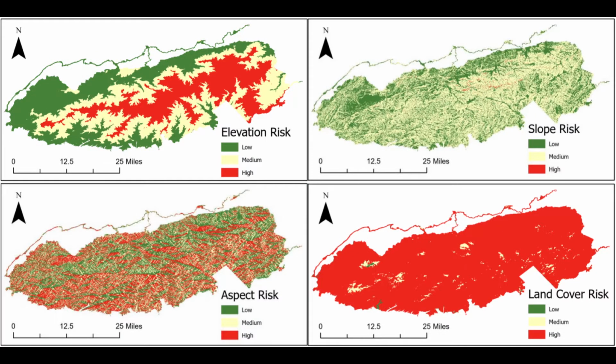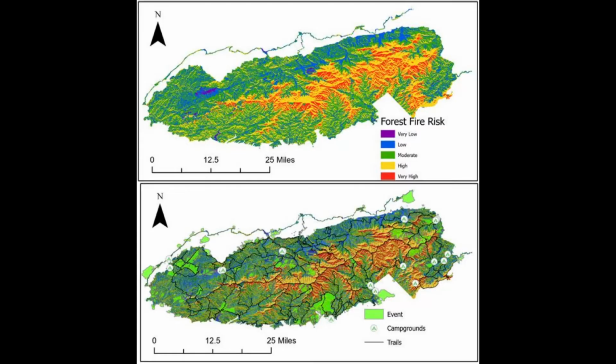Using this data, variables such as elevation, slope, aspect, and land cover can be extracted, processed, and visualized with GIS software. Then, we can illustrate the low, medium, and high risk areas based on what we have learned about the landscape. When these variables are combined into one overlay, we see a finalized forest fire risk map.